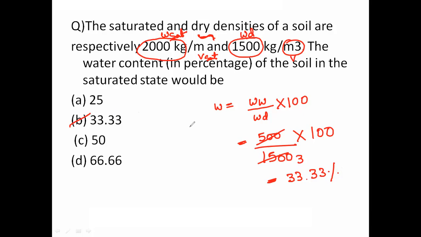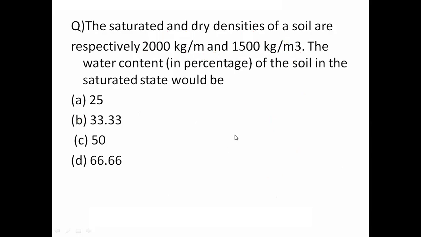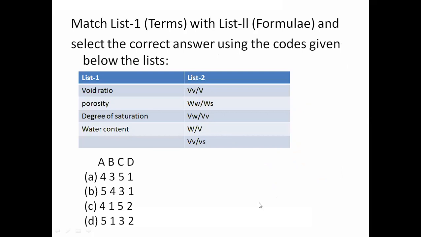Okay, so now next we are moving with the next problem. In this problem they have given match the following. You have to match the following. So we know what the void ratio is. What is the void ratio? Void ratio is nothing but volume of the voids divided by volume of the solid. So this is the first one, so it is option 5.